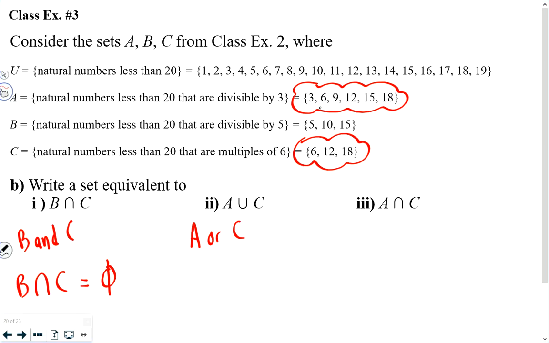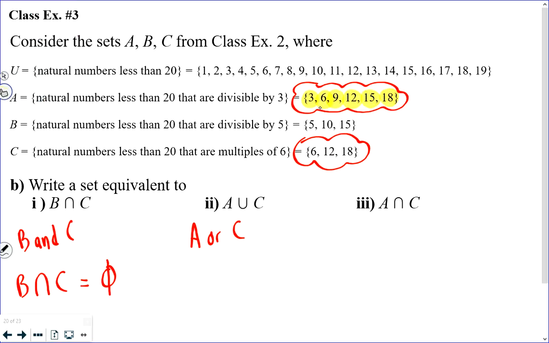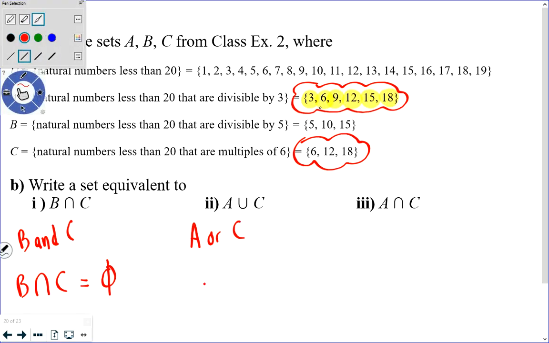And let me highlight those numbers for you, because I want to make an important point. This must be in the union because it's in one of the sets. So must this, and this. All of these numbers are in the union of A and C. But since C is entirely enclosed by A, the union of these two is still going to be 3, 6, 9, 12, 15, and 18. In other words, the union of A with C is simply set A.